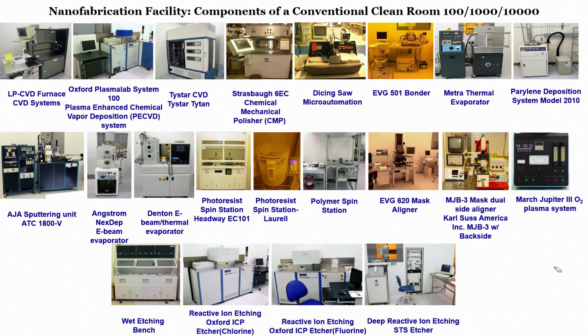Now, generally when you see a fab lab, in a conventional clean room facility, which is 100, 1000, 10,000, right, you will find several pieces of equipment such as LPCVD. We have just talked about CVD, right, chemical vapor deposition, low pressure chemical vapor deposition. There is a PECVD which you can see here, right, from Oxford, I think, yes, it is from Oxford. Then we have Tystar CVD for your wet oxidation, dry oxidation.